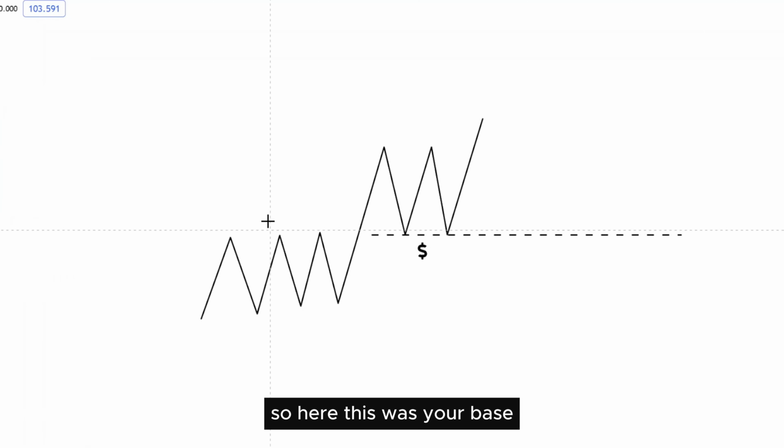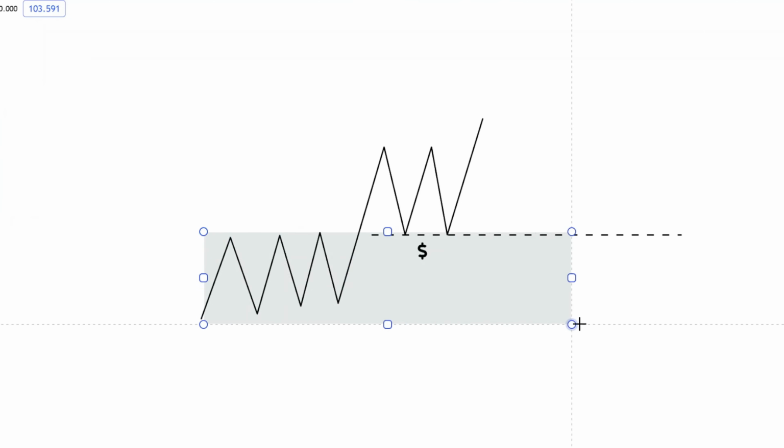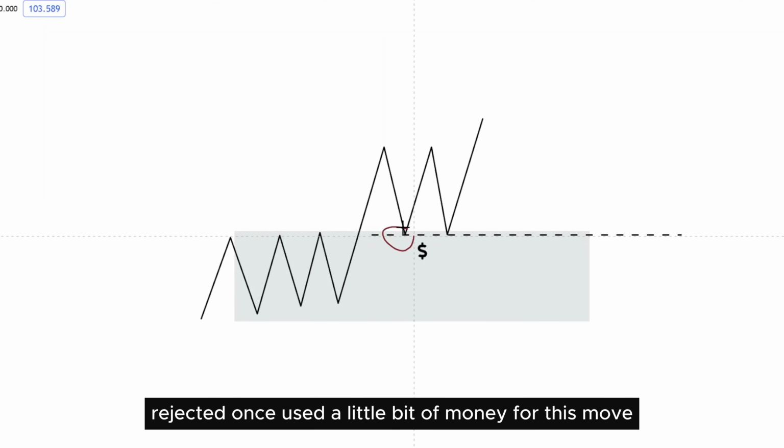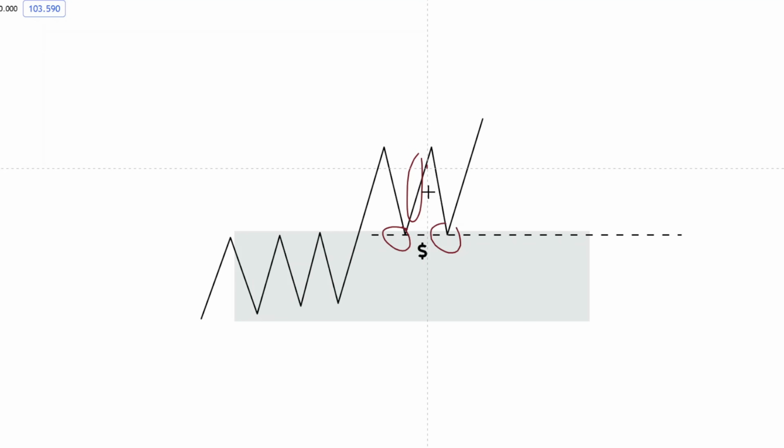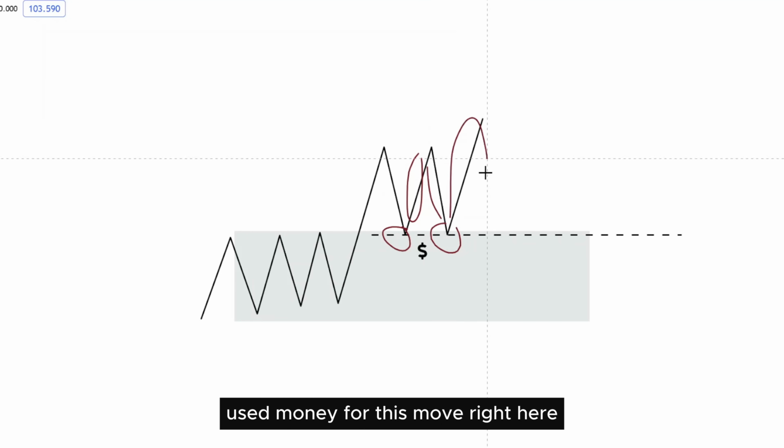So here, this was your base. This is where the money was injected. As you can see, price came down, rejected once, used a little bit of money for this move, came back again, used money for this move right here.